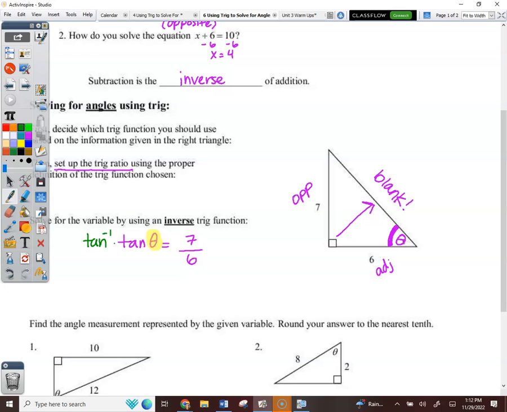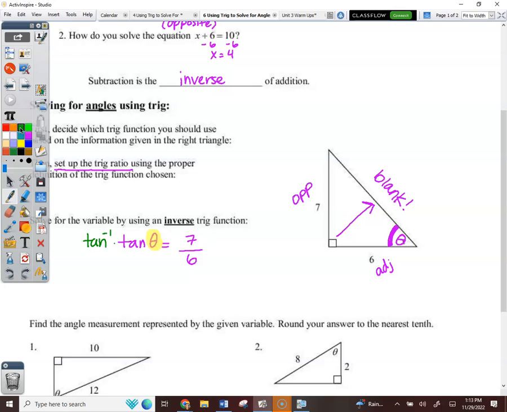Now, what happens in math? When you do something to one side, you have to do it to the other. So I have to come over here and do it here. Red means wrong. You don't want to come after this and write times tan -1. You don't want to do that, because the tan little -1 has to go in front of the fraction.